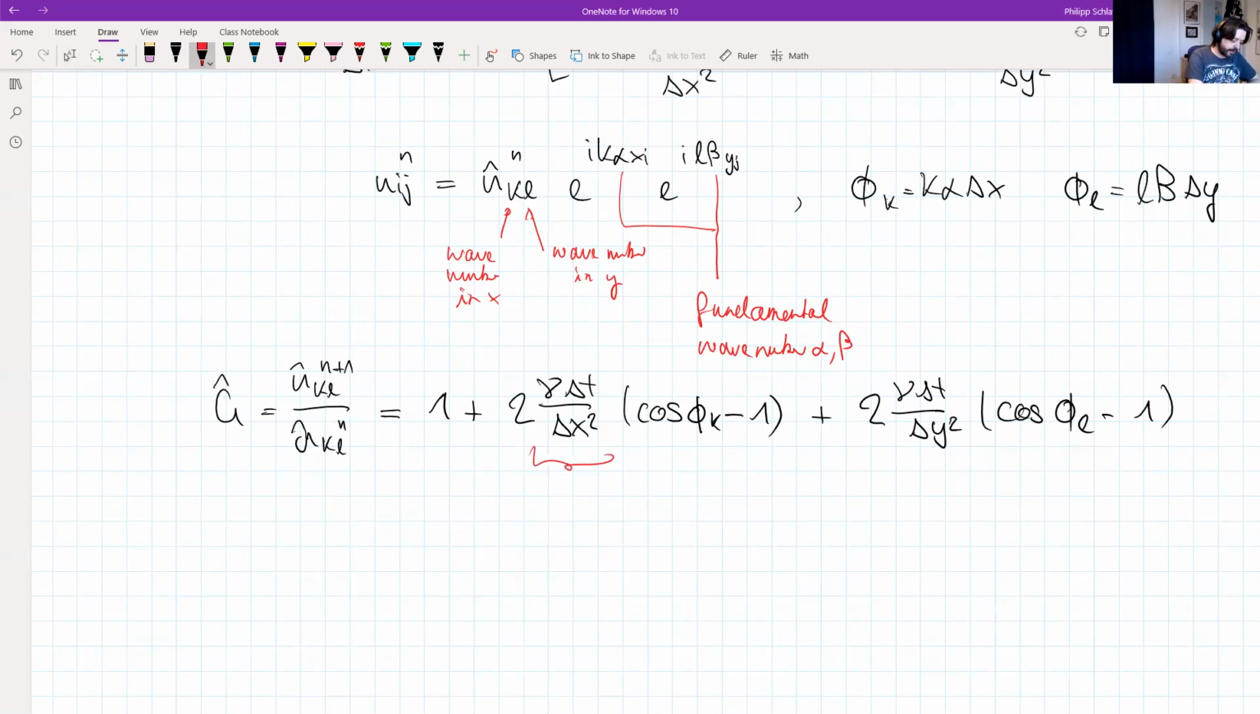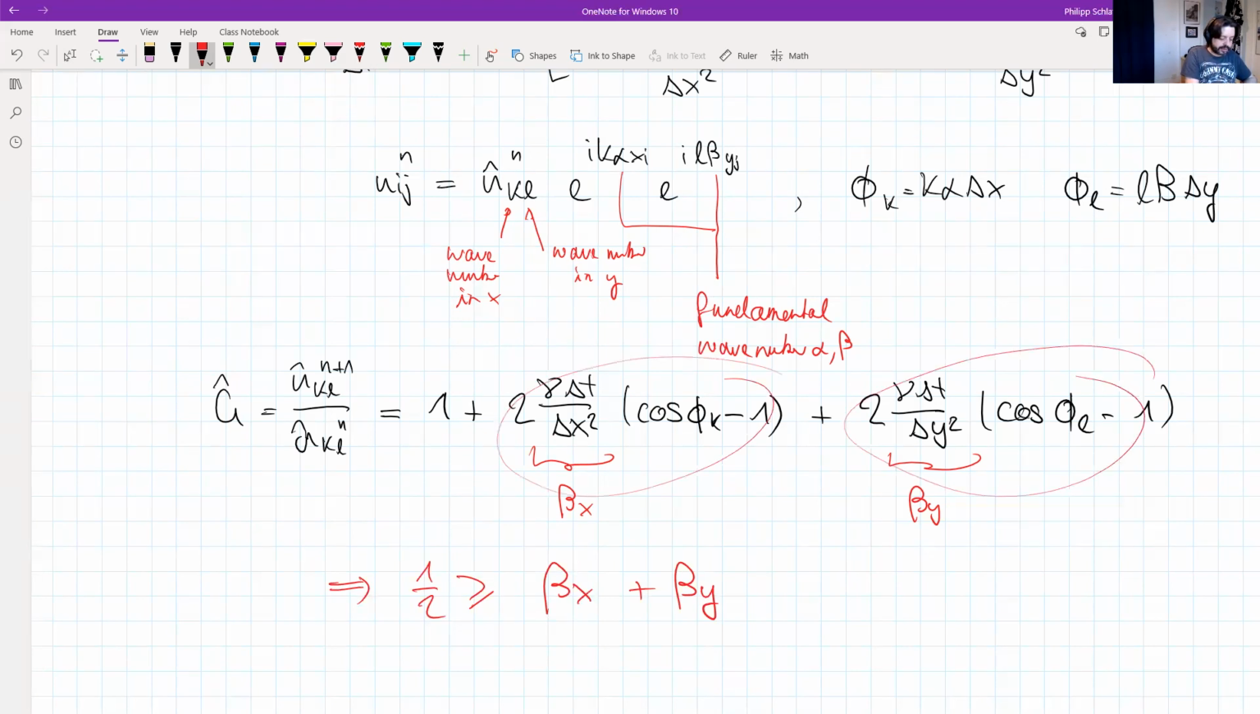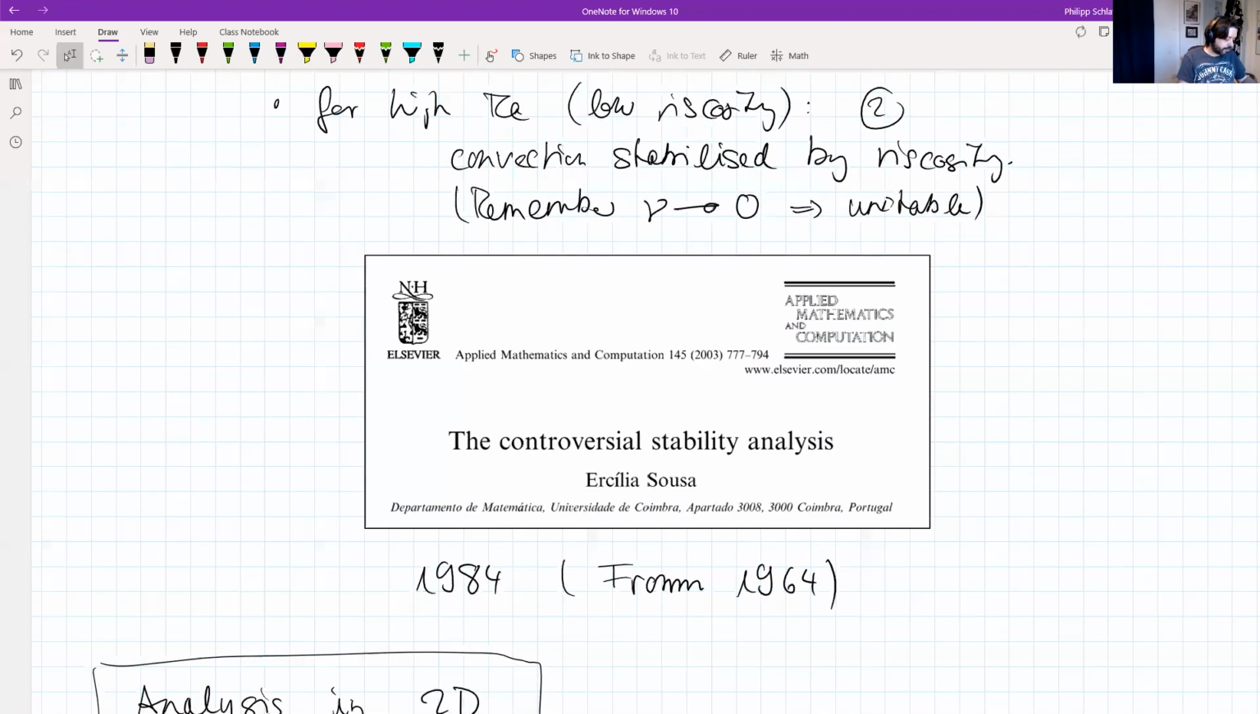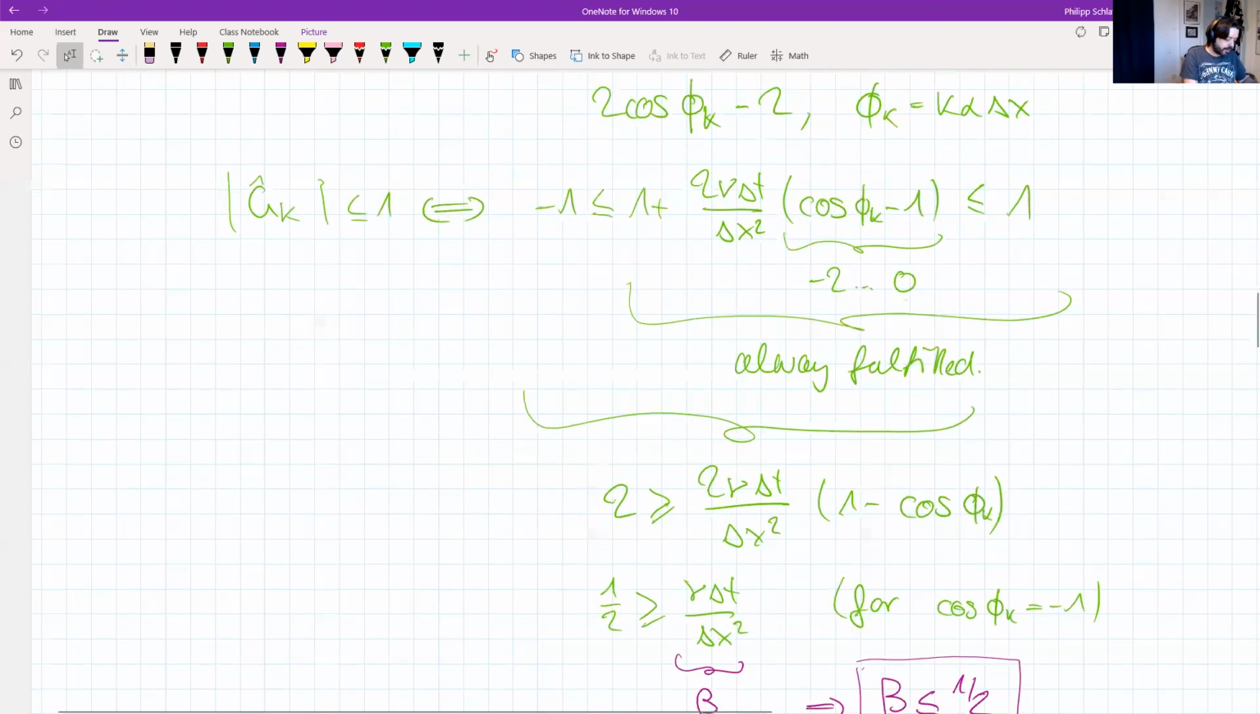So I have this term and this term, which we know from before, that's beta x and beta y. It's the same as the beta before, but now I have it in x and in y direction separately. And the whole rest of how to treat the cosines and so on, finding the maximum values, is exactly the same. I guess you can all see where this ends up. The stability criterion will be that 1/2 is larger or equal to beta x plus beta y, because we have one term and another one, so it's a sum here. And before, if you remember, when we did it, it was just one term.